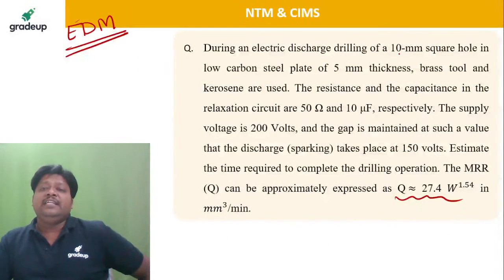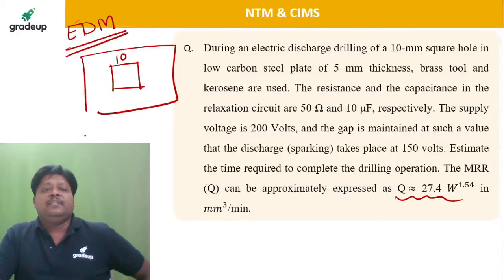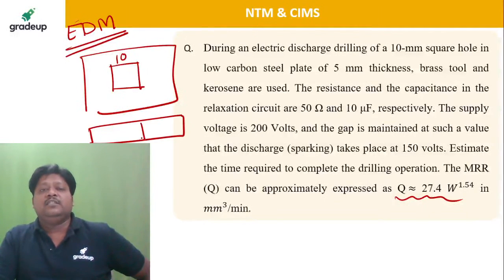Now what is given in the EDM process? There is a drilling with the EDM of a 10 mm square hole. So the square hole is of 10 mm side. And what is the thickness of this plate? The thickness of the plate is 5 mm.